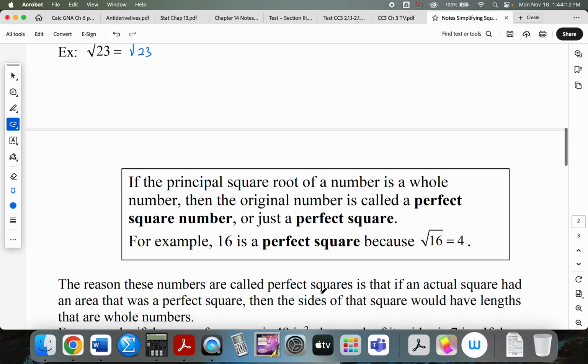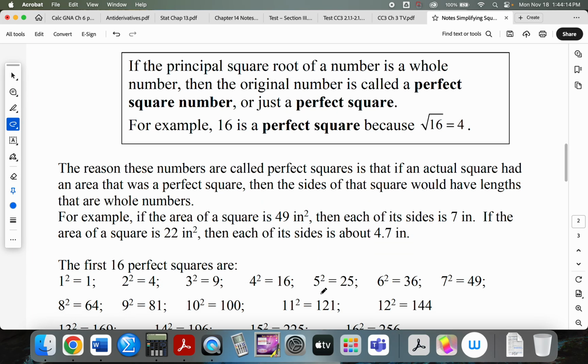All right, page 2. If the principal square root of a number is a whole number, then the original number is called a perfect square number. We talked about these some on Friday. We used perfect squares to help us simplify, or actually not simplify, but to estimate the value of a square root of a number.